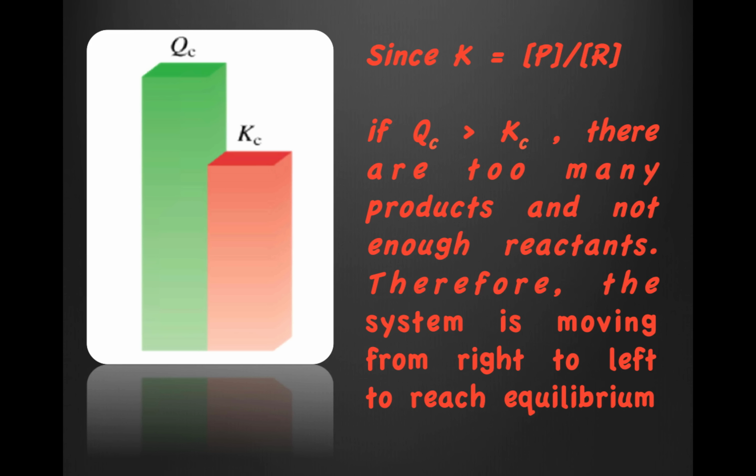Since the equilibrium constant, again, is the concentration of products over the concentration of reactants, if we calculate Q of a system at a particular time and it's greater than KEQ, that means there are too many products and not enough reactants. Therefore, the system is moving from right to left in order to reach equilibrium.